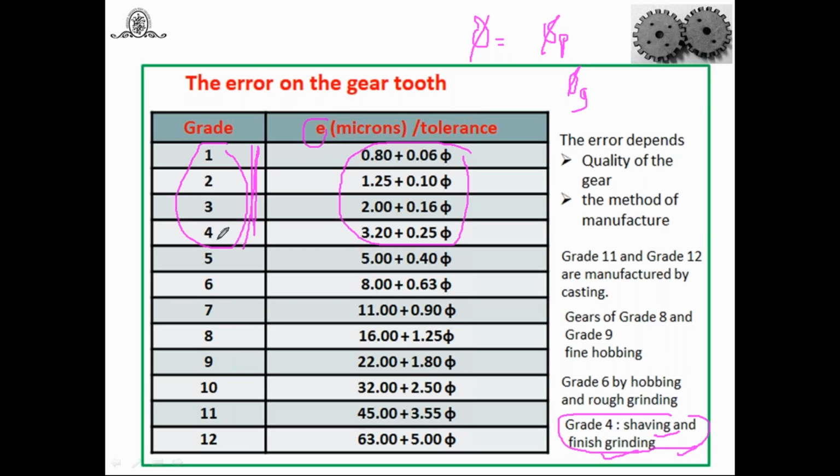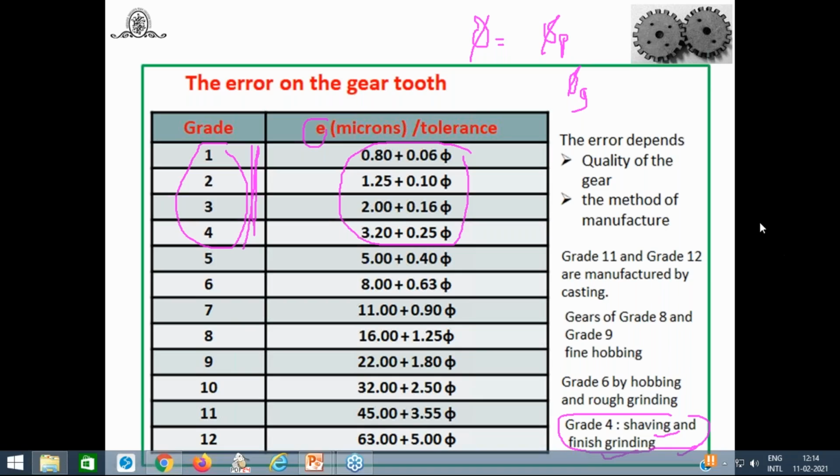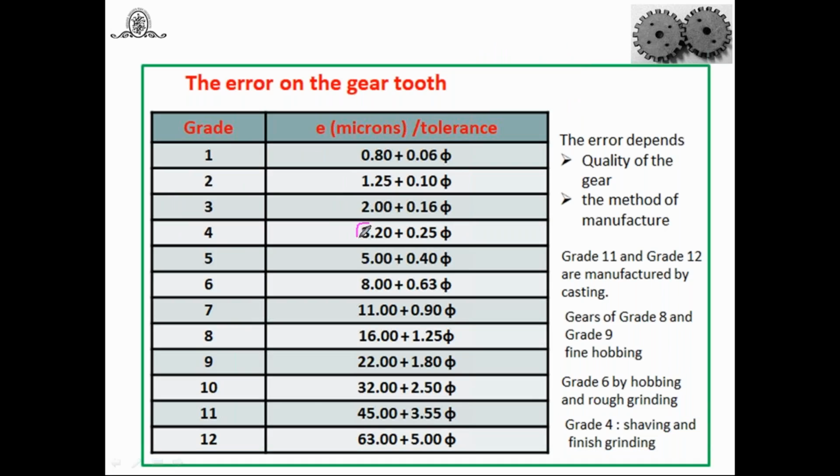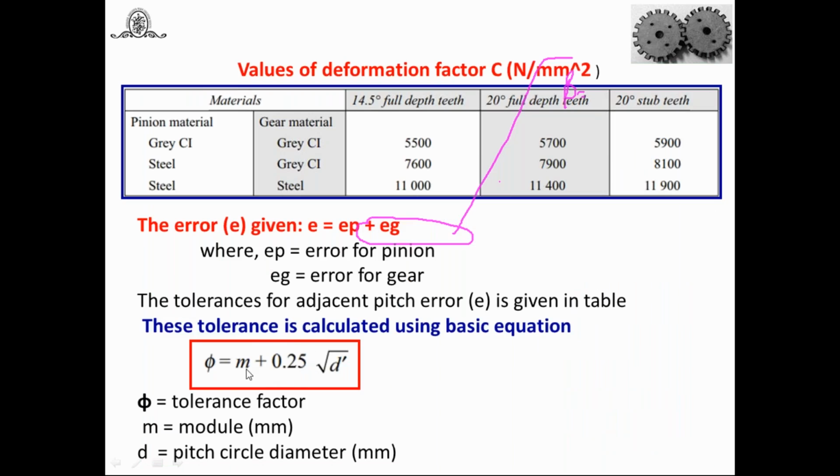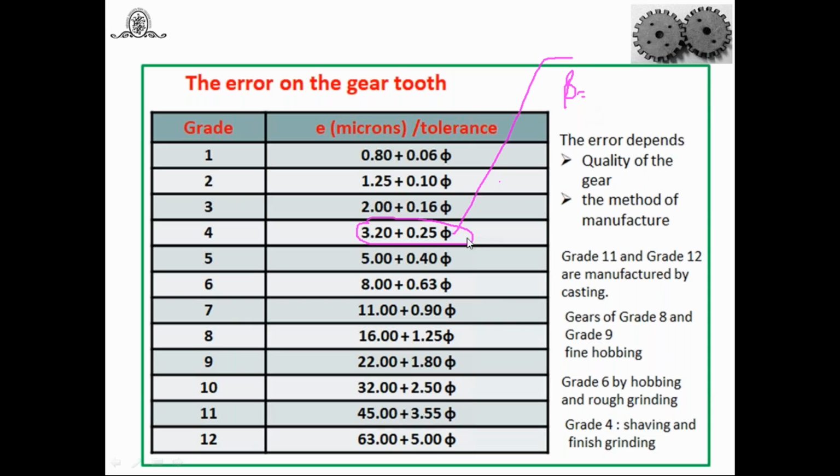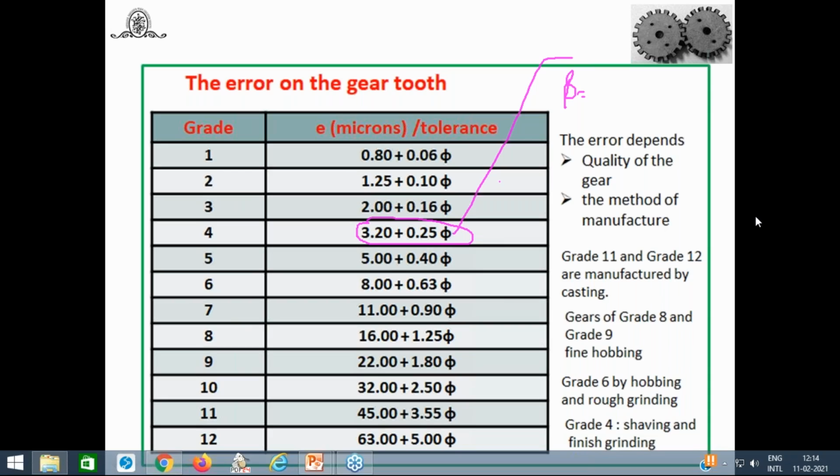So look at this. If grade 4 is given in the problem statement, precisely manufactured by using grade 4, which relation are you going to use? E is equal to 3.20 plus 0.25 pi, and where pi is equal to which equation? The earlier tolerance equation, pi is equal to m plus 0.25 under root d. You can use the pi value here, and then you will get the error E.